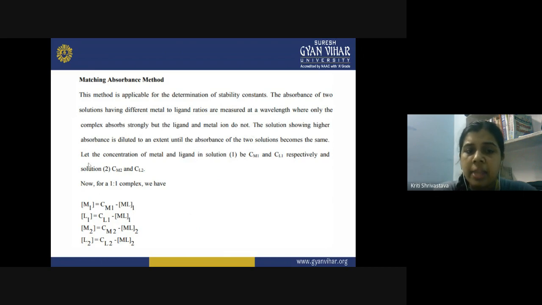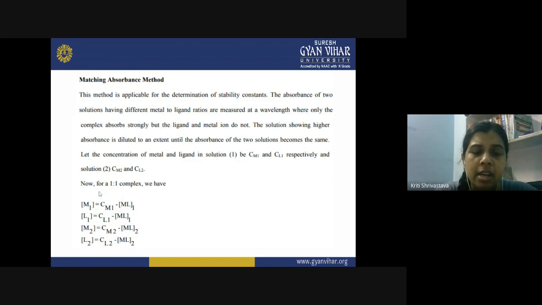Now let us make some assumptions here. The concentrations of metal and ligand in solution one are Cm1 and Cl1 respectively, and in the second solution we have Cm2 and Cl2. Now, suppose we have a complex of 1:1 ratio. So we will have M1 equal to Cm1 minus Ml1, for solution 1, and L1 equal to Cl1 minus Ml1. Here Ml1 is the 1:1 complex, Cl is the total concentration of ligand, and Cm is the total concentration of metal. So Cm1 will be equal to M1 plus Ml1, right?